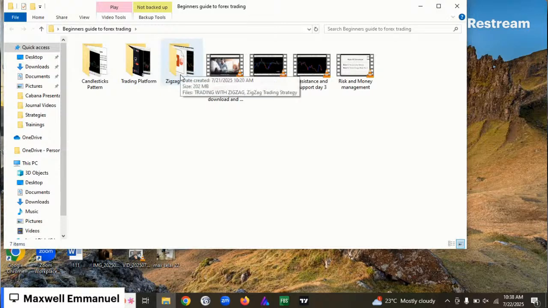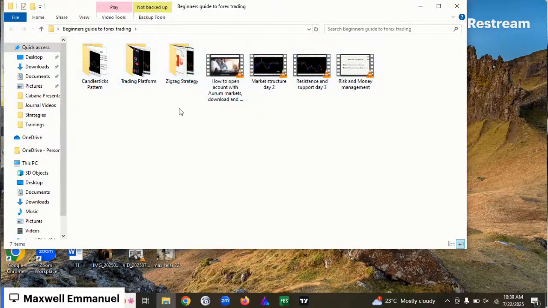You have a PowerPoint presentation and a video there. Then how to open an account with Oro Markets, if you're a new trader. Then you will learn market structure, which is very important, and resistance and support. Then risk and money management. So these are the files and videos you're going to get.